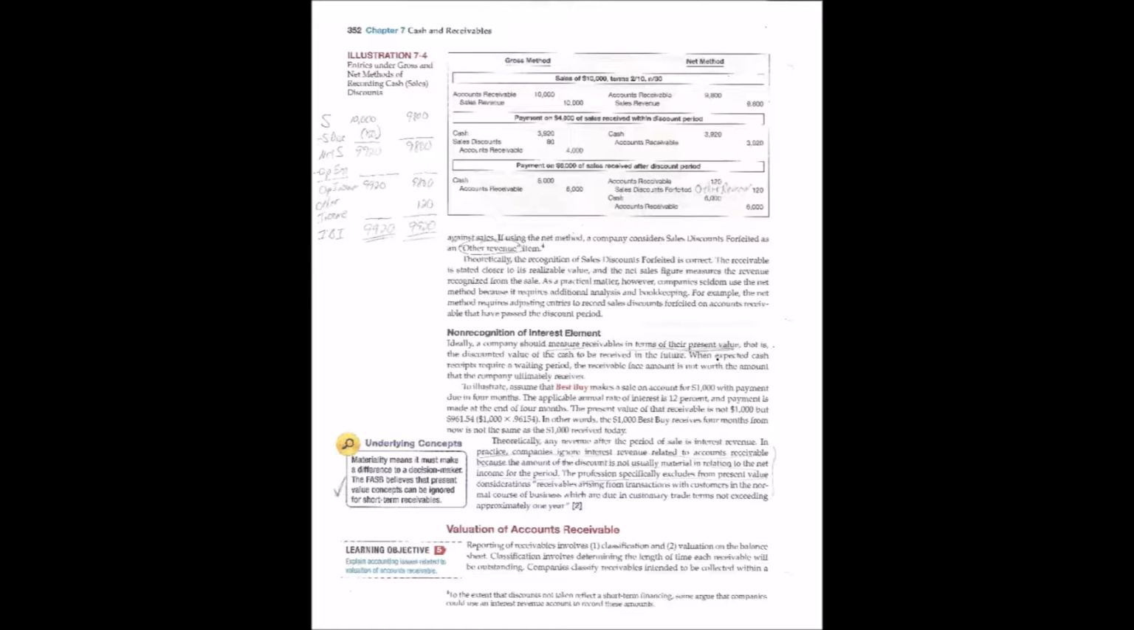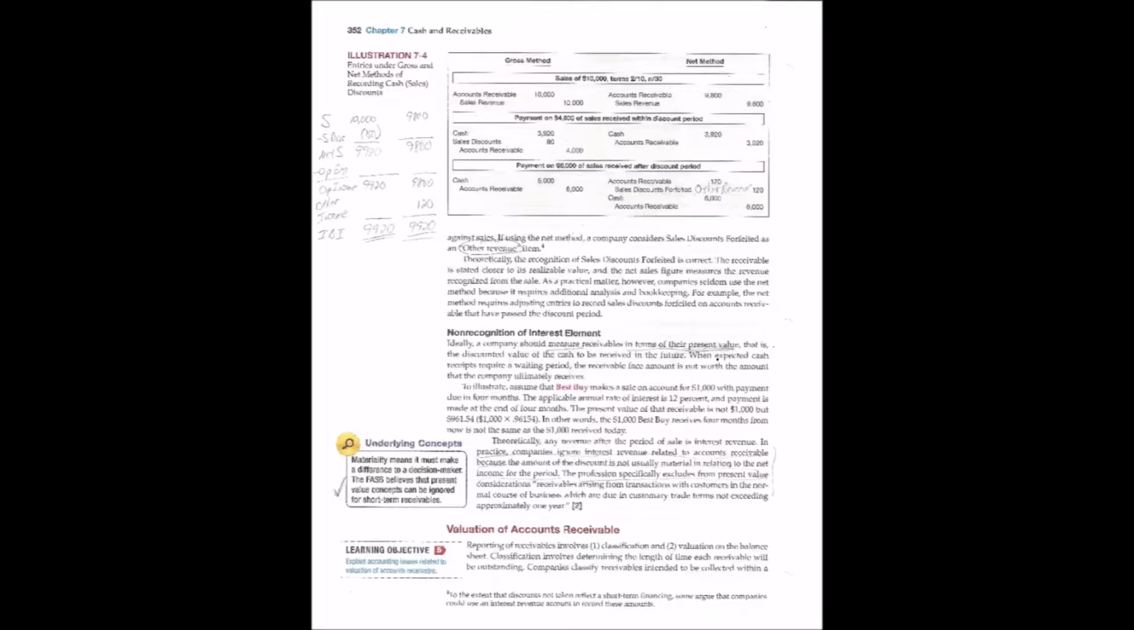Chapter 7 addresses cash and accounts receivables, or various kinds of accounts receivable. I'm not actually going to lecture any over cash. I think you can get that out of the book and through the homework, but certainly if you have questions you want to ask your instructor.